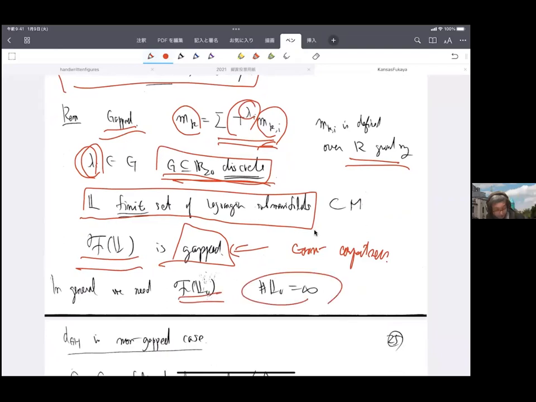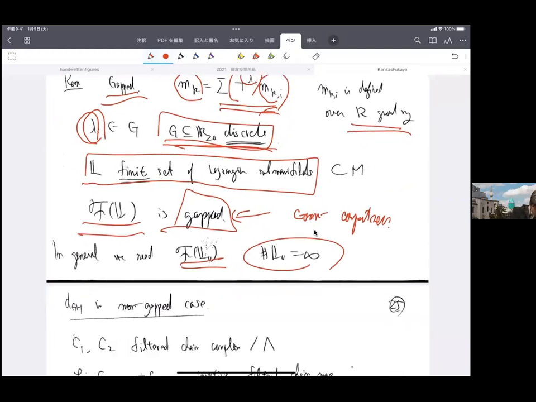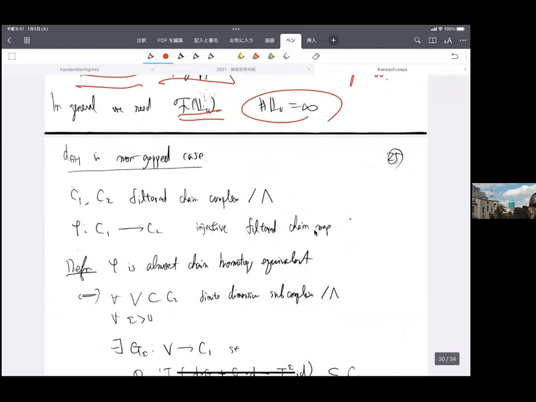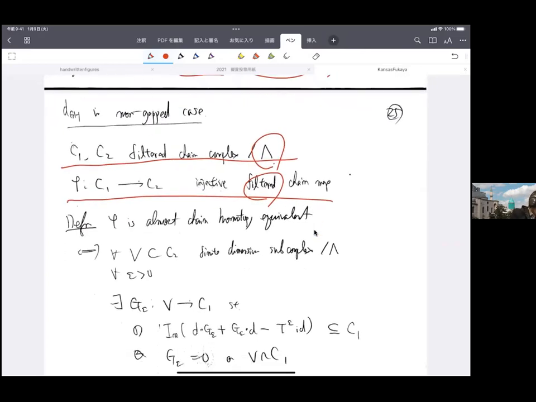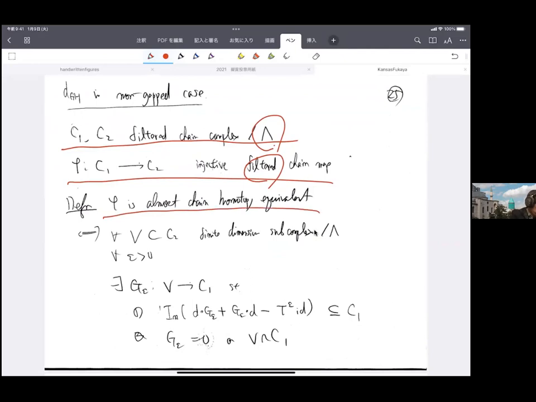However, as I explained, for this generating purpose we need to consider the case when lambda_0 is infinite. So I want to generalize this Gromov-Hausdorff distance to the case when your infinity category is not gapped. The definition is basically the following. You have two filtered complexes over lambda_0, and an injective filter-preserving chain map phi. I want to say that this is almost a chain homotopy equivalence.